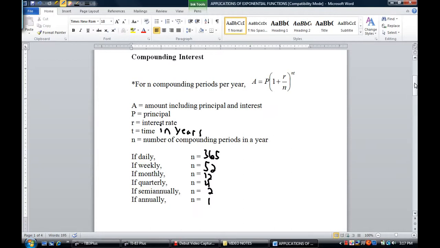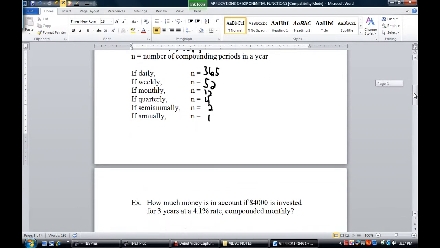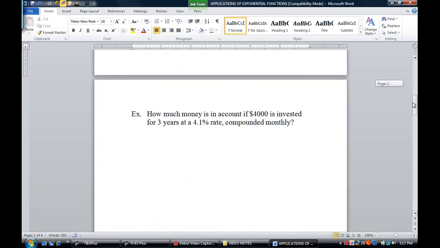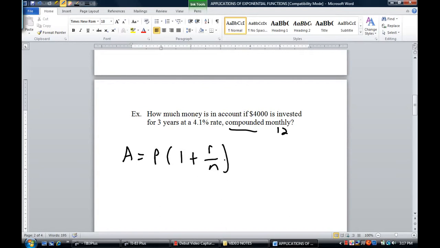So be aware of those. I'm going to pause a little bit. Okay, now I'm ready to go. So here we go. You want to know how much money is in an account? If you're going to invest $4,000 for 3 years, 4.1% interest rate, compounded monthly. Monthly means 12 times in a year. So here's the formula we're going to use because it's compounded monthly. It's above in your notes.